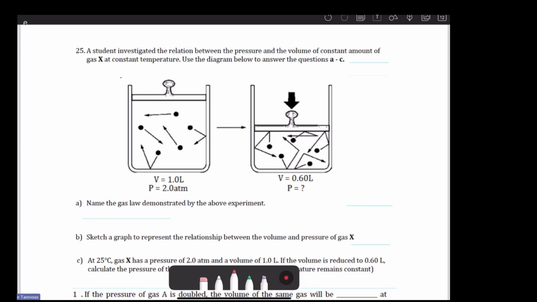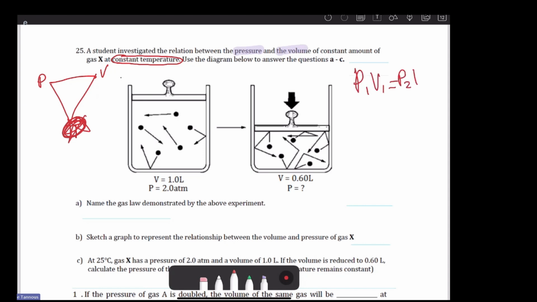Moving on. Last page. Our student investigated the relationship between pressure and volume at constant amount of gas and constant temperature. You go directly to your graph, to the formula I told you. Temperature is constant, you hide it. So it is Boyle's law between P and V. Directly you will know the law. Anyway, if I look here, I see only P and V given.